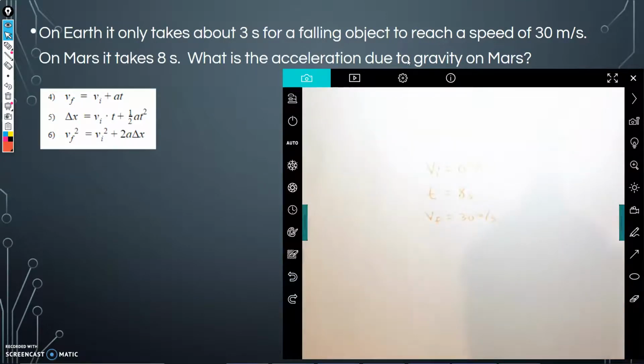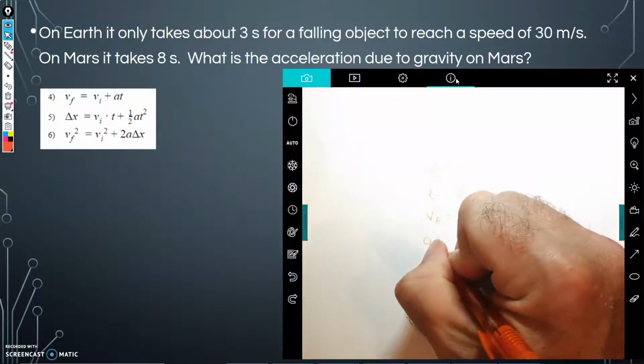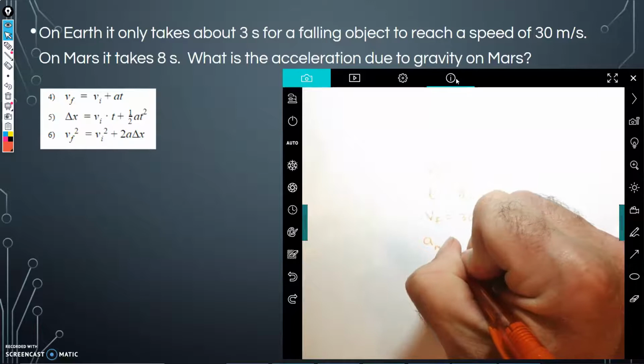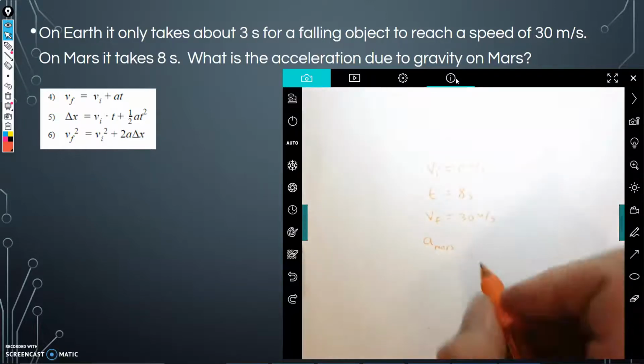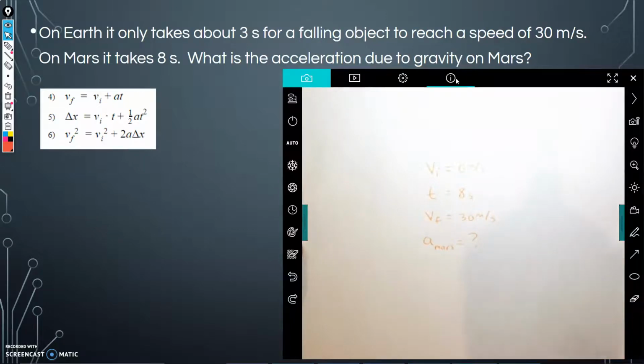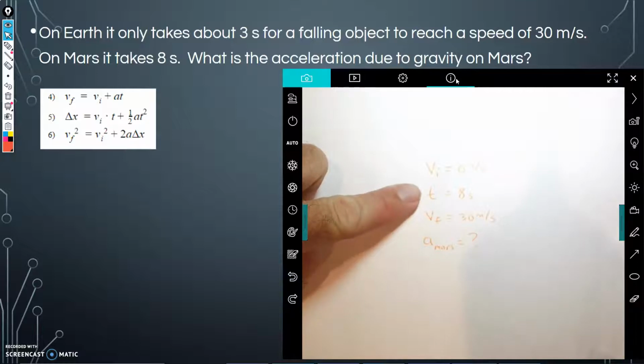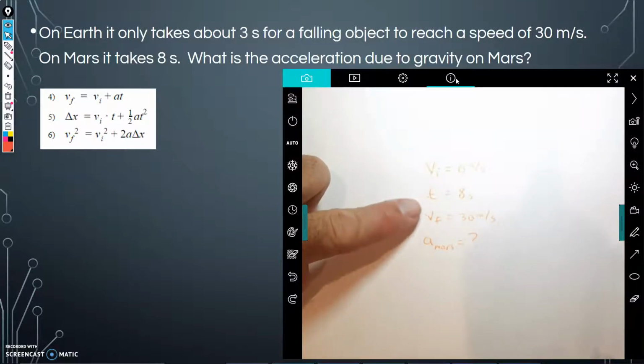And we're not really concerned about the 3 seconds here for time because that's the time it takes to reach that speed on Earth. We are more concerned about the acceleration due to gravity on Mars. So let's just call this A, and then I'm going to put a subscript here, Mars. Okay, we're looking for the acceleration on Mars. All right, we know the initial velocity is going to be 0 because we're dropping this object. We're going to let it fall for 8 seconds because that's how long it takes to reach a speed of 30 meters per second, the final velocity.